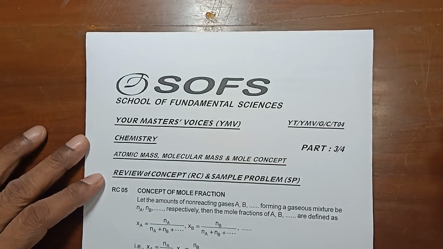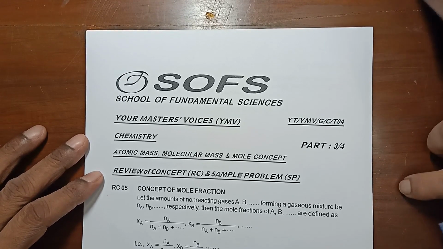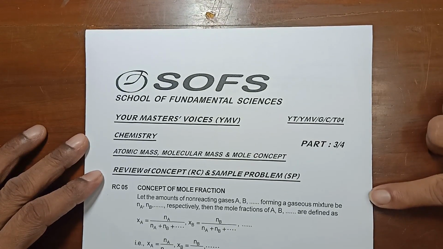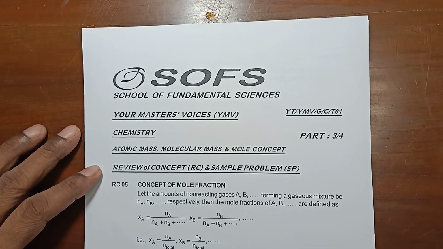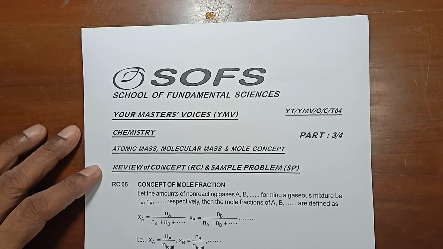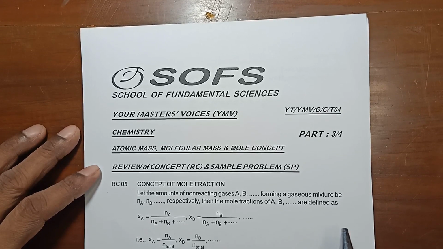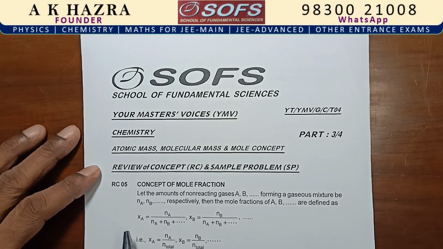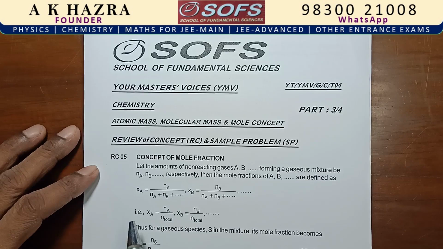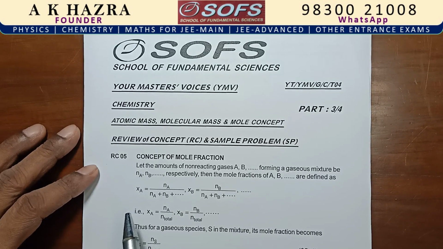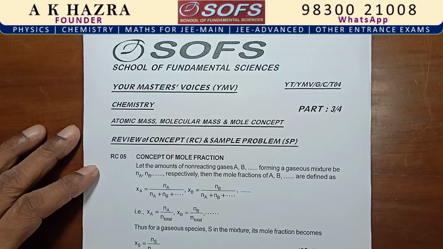Thank you. My dear student, let us start the concept of mole fraction. Now we are defining mole fraction. Let the amounts of non-reacting gases, suppose A and B, and more than two also, non-reacting, be careful, contain Na number of moles of A and Nb number of moles of B. Then how to define their mole fraction? The mole fraction is defined as XA. Notation actually chi A, but we can write X. We can say XA also.